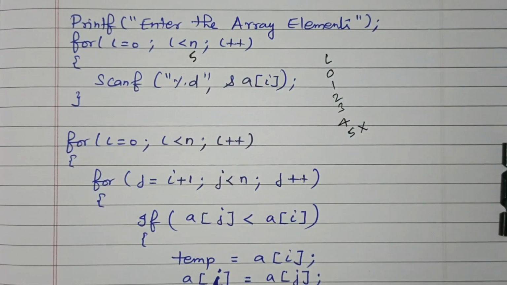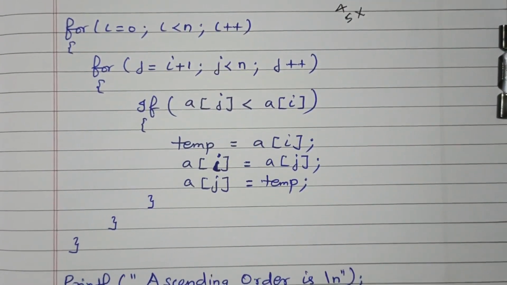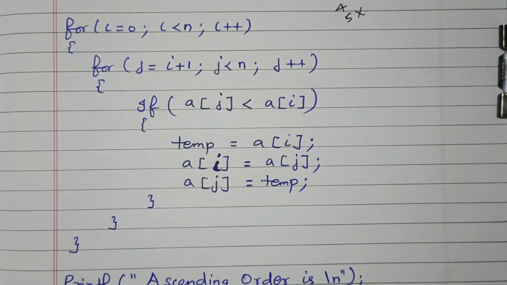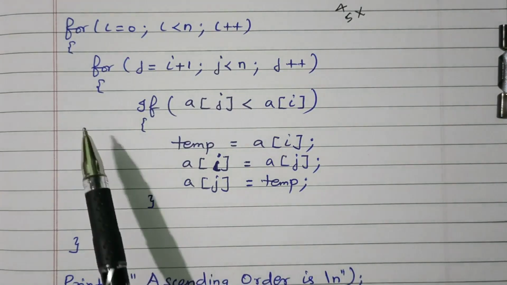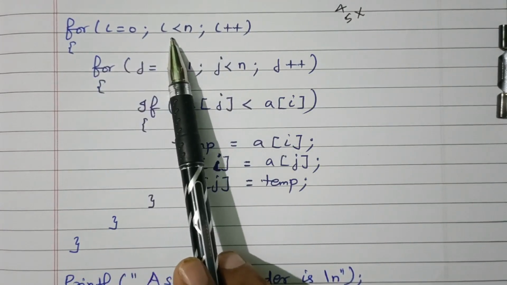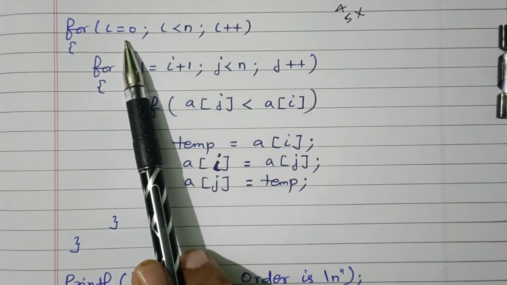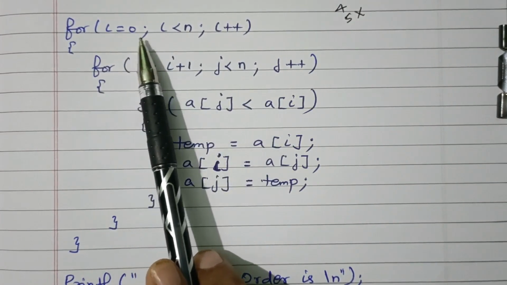Now we need to go for the checking of these elements. We need to check the elements and arrange them. That is, the first number is checked with the remaining numbers, then the second number is checked with the remaining numbers, like that. So for that we open one for loop. For i equal to 0, i less than n, i plus plus. This loop will be executed 5 times: 0, 1, 2, 3, like that.